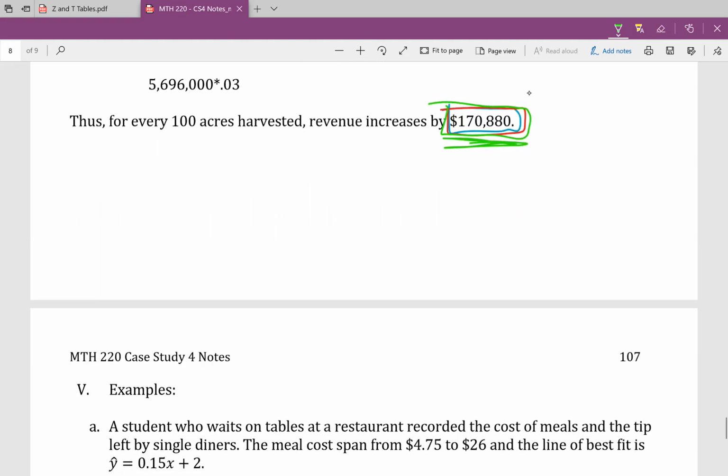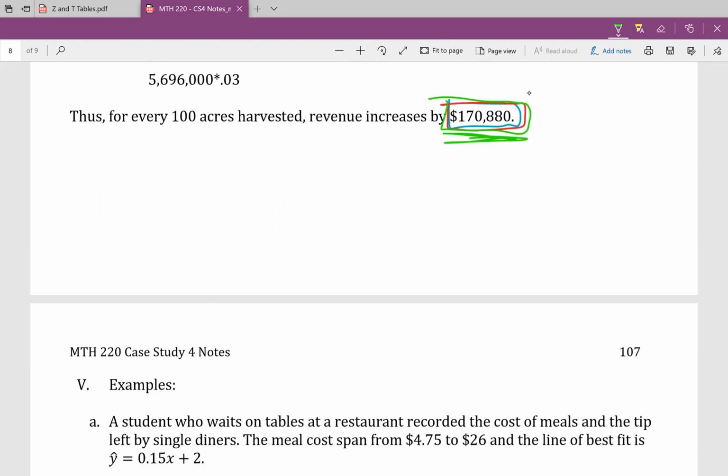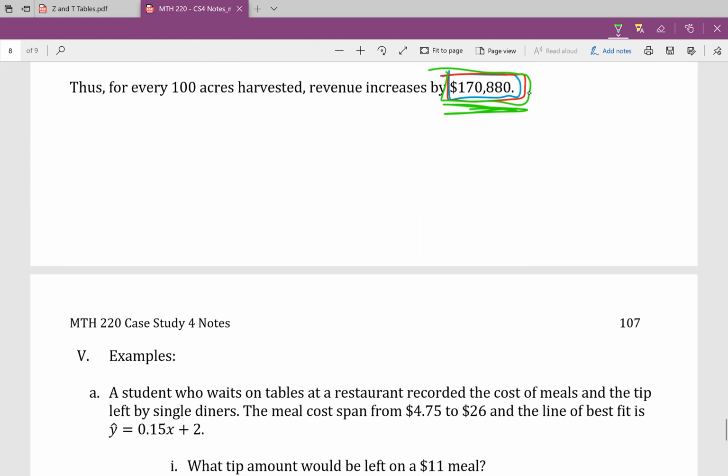Okay. A student who waits on tables at a restaurant recorded the cost of meals and the tip left by single diners. The meal costs span from $4.75 to $26. The line of best fit is y hat equals 0.15x plus 2. What tip amount would be left on an $11 meal?